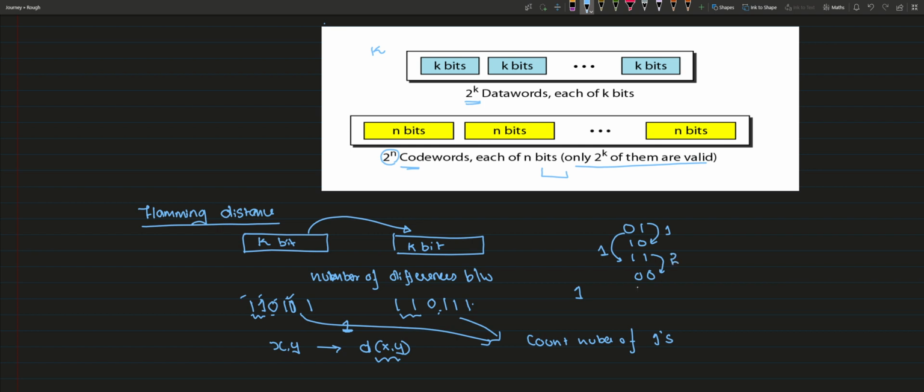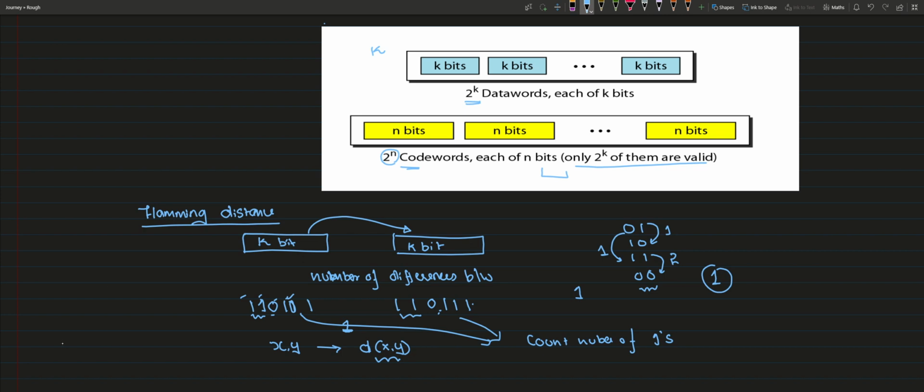So even though we have 1, 1, 1, 2, the minimum of these Hamming distances, so in the 2 bit data words, Hamming distance will be 1. Because the minimum of all these Hamming distances will be the Hamming distance of that particular coding. Clear? Can you explain once?